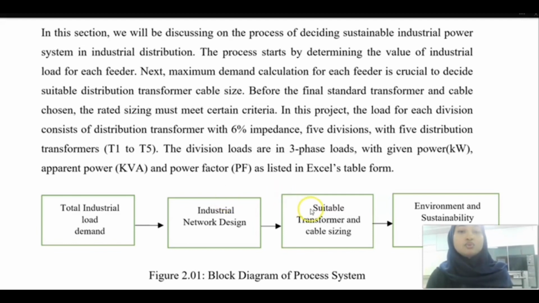And the third one is we have to choose the suitable transformer and cable sizing for each transformer on each division, which the total division got 5 divisions, including the 60% increment of load, and also have 5 transformers from T1 to T5. And all the distribution transformers, we decide to put the impedance as 6% and 3-phase load. Last but not least is the environment and sustainability solution. So from all the criteria, from all the load that we have decided, we have to think the best solution for the industrial load to have sustainability in their system.